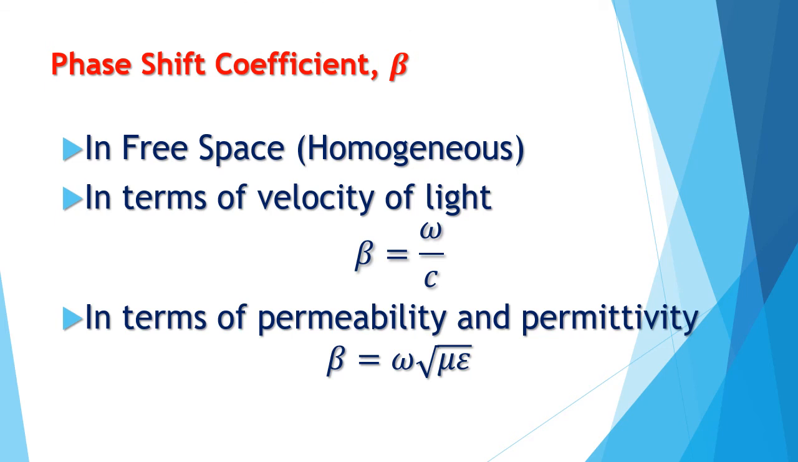Now we can use another formula for beta. If in free space or homogeneous, we can solve for beta using this equation. Beta is equal to omega divided by c, or the speed of light. And we can also solve for it in terms of permeability and permittivity. Using this formula, beta is equal to omega times the square root of permeability times permittivity.